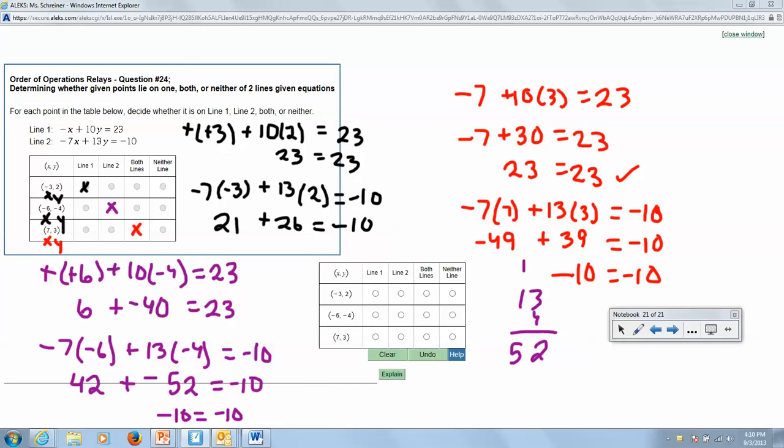So this is a solution for line 1, but it's not a solution for line 2. So if you were to draw this on a grid, this line right here, this point would be one of the points on the line. If you were to draw this line, this point would be on that line. And then if you were to draw both of the lines, this point, they both have in common. So they would cross at that point.